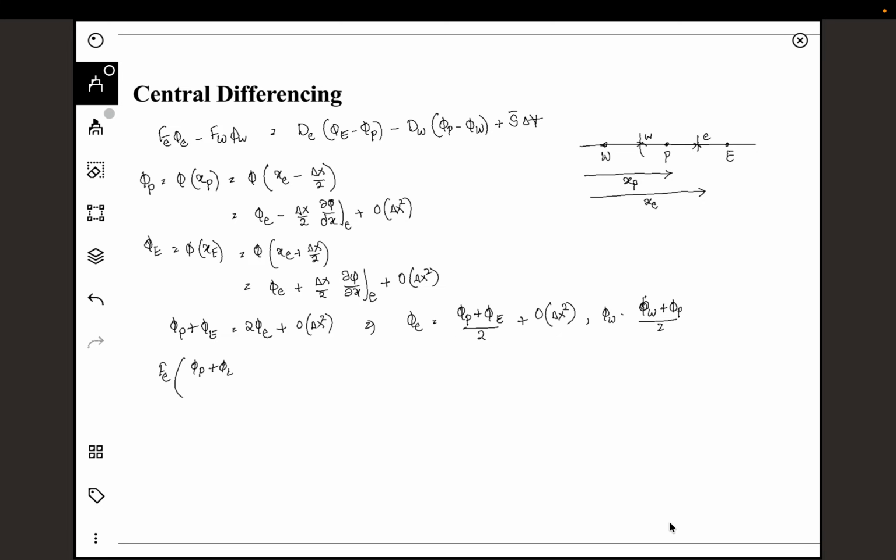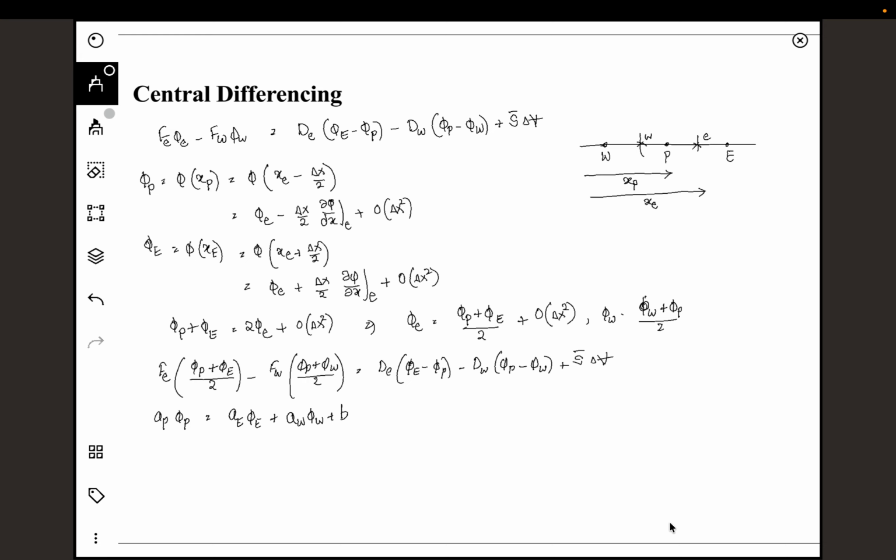Fe times phi p plus phi e by 2 minus Fw times phi p plus phi w by 2 is De (phi E minus phi P) minus Dw (phi P minus phi W) plus S bar delta V. Now you can see if I group the terms together to get an equation of the form ap phi p equals ae phi e plus aw phi w plus b.